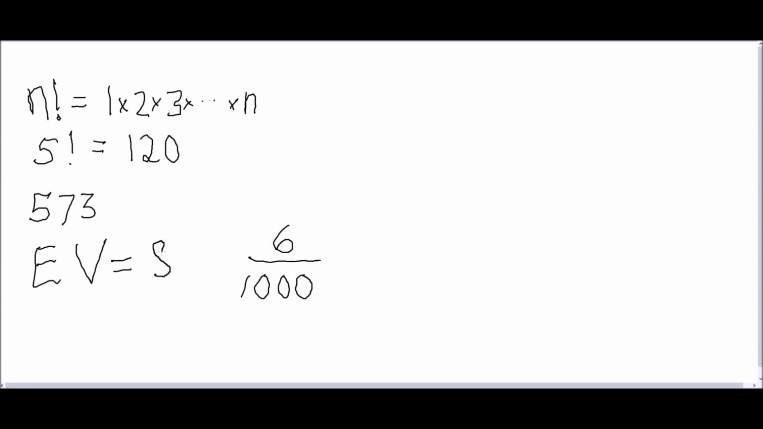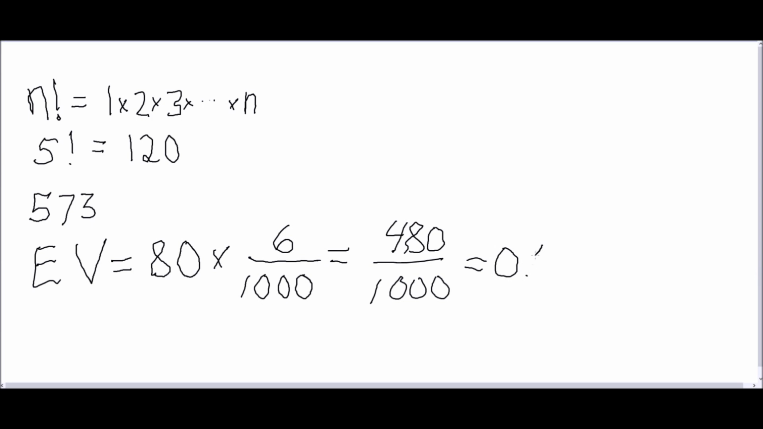If you do win, you win $80. So to calculate the expected value of a ticket, again, multiply what you get if you win times the probability of winning. 80 times 6 is 480. And we still have that 1,000 in the denominator. So 480 divided by 1,000 is 0.48, meaning that the player can expect to get back 48% of whatever he bet, and the state keeps the other 52%.